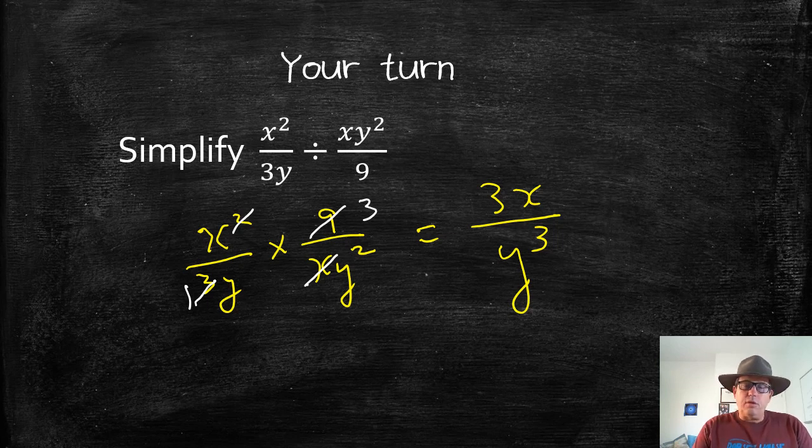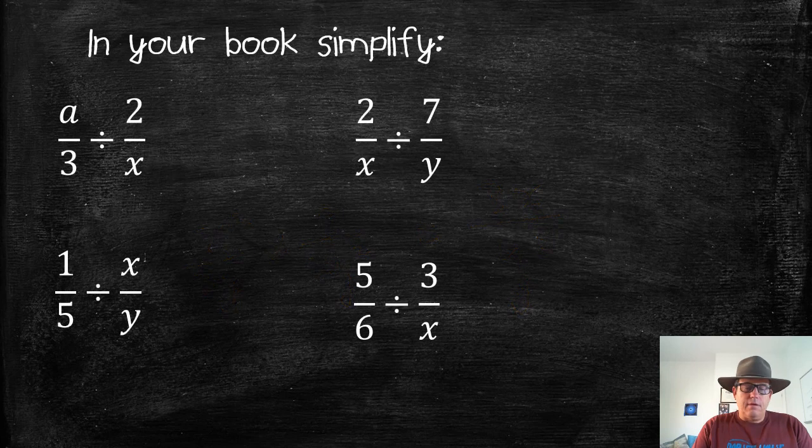Okay, again, you will mess up your answer if you cancel first. If we look at the original problem, I started canceling those y's in the original problem because there's a y in the numerator and denominator. Change it to multiplication first before you cancel anything. Okay, go ahead and pause the video and do these in your book.